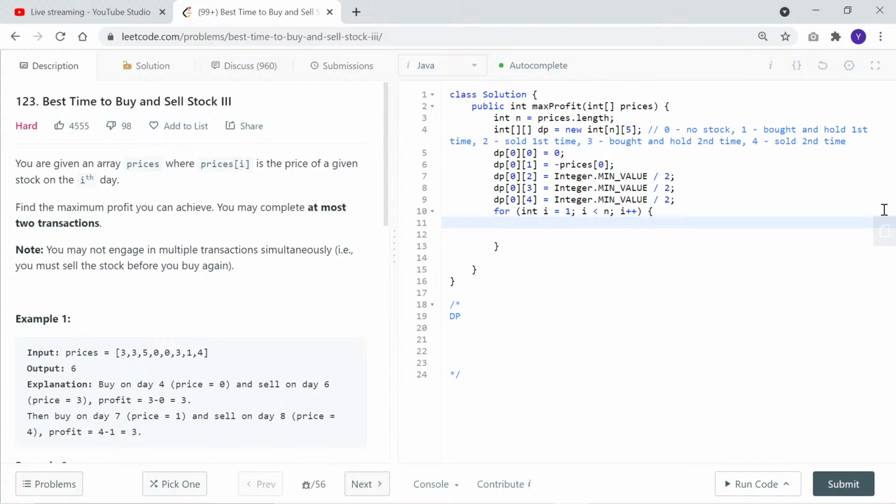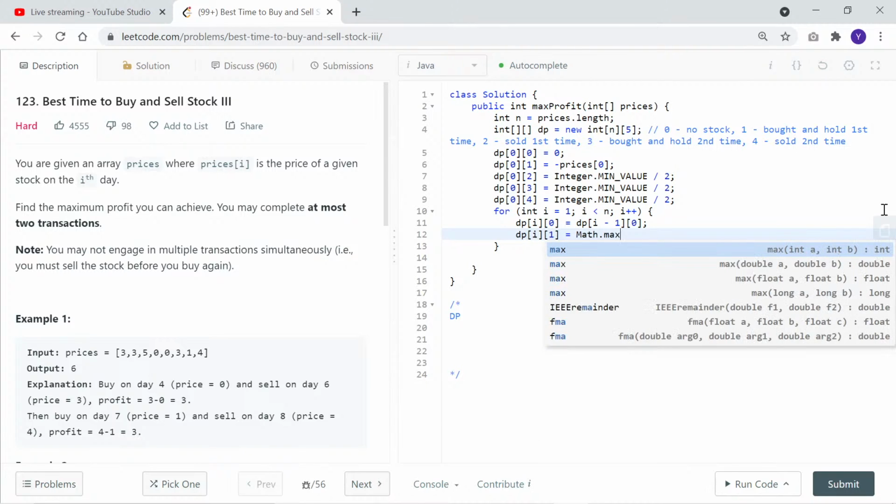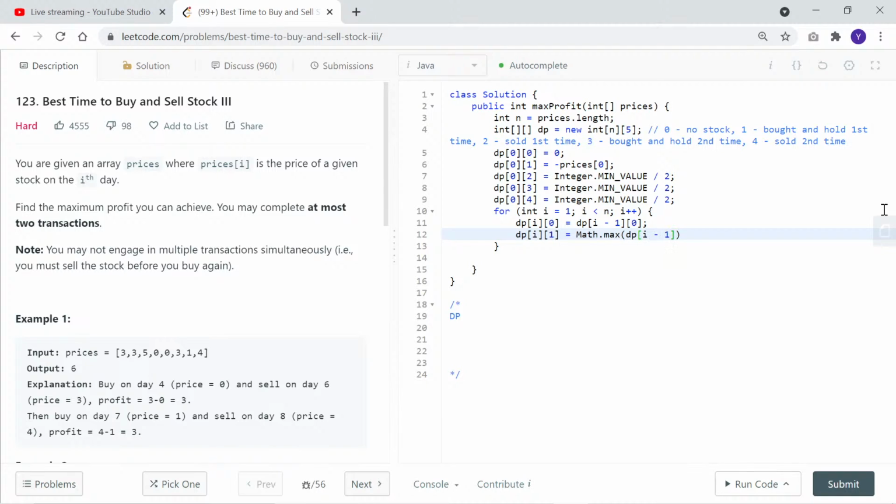On the ith day, how do we get dp[i][0]? It will only happen from dp[i-1][0], the no stock condition. dp[i][1], which is bought and holding the first time, can happen either from dp[i-1][1], or the previous day was still no stock but this day we bought the stock, so we have dp[i-1][0] minus prices[i].